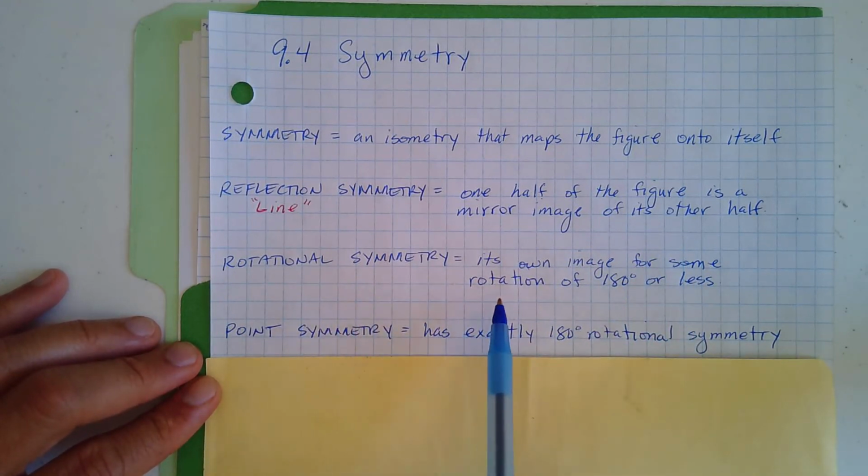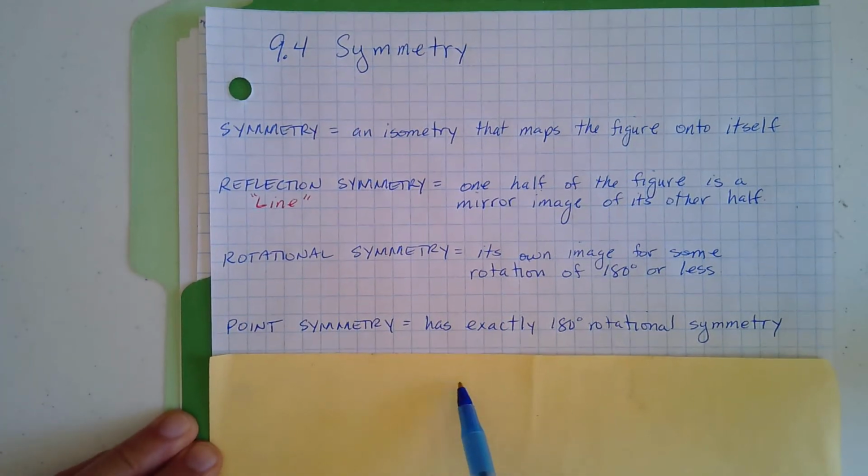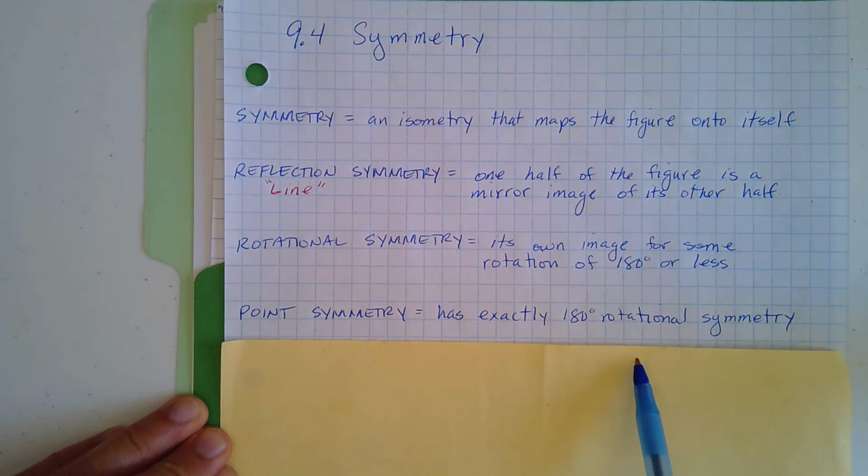Rotational symmetry is its own image for some rotation of 180 degrees or less. Point symmetry has exactly 180 degree rotational symmetry.